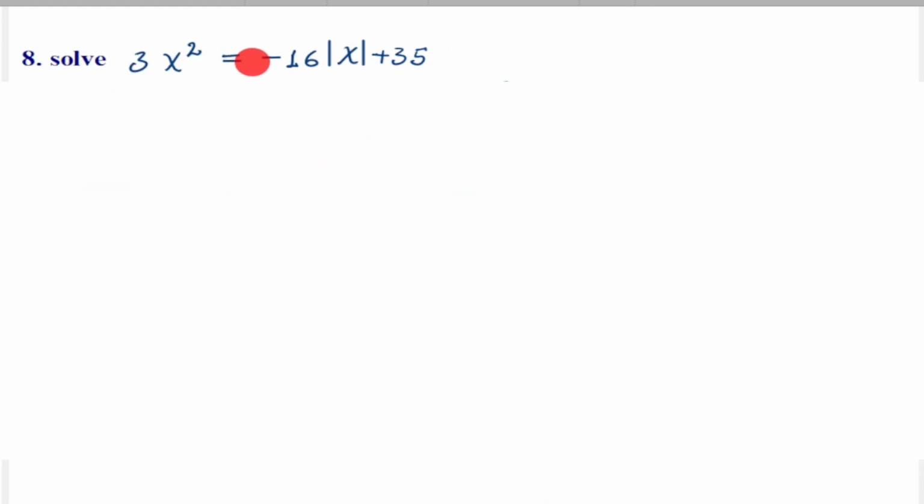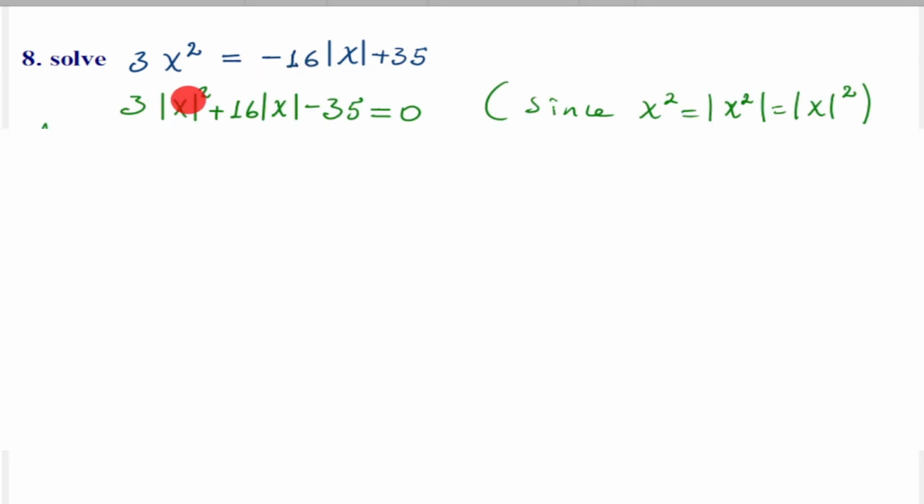8. 3x squared is equal to minus 16 absolute value of x plus 35. This is a quadratic absolute value equation. 3 times absolute value of x squared plus 16 absolute value of x minus 35 is equal to 0. Since x squared is equal to absolute value of x squared, is equal to absolute value of x the whole squared, these 3 things are equal. So we can write x squared in the form of absolute value of x squared.